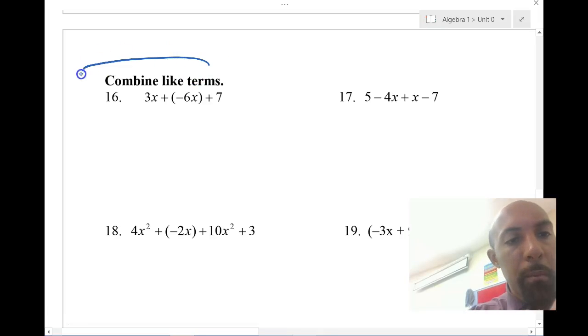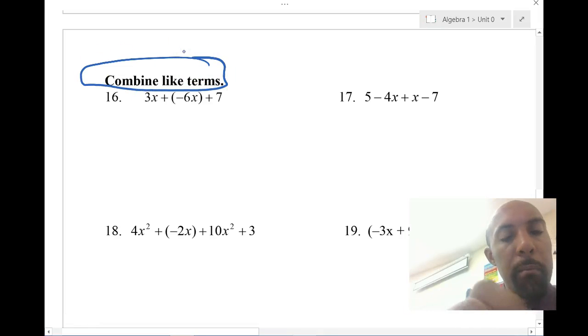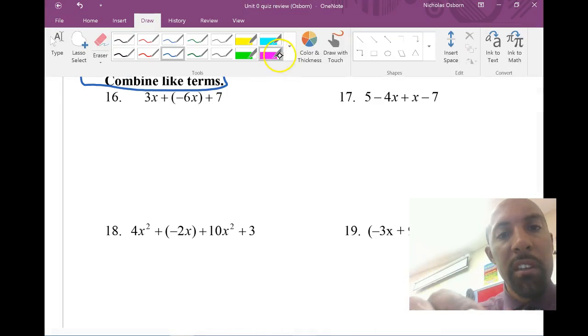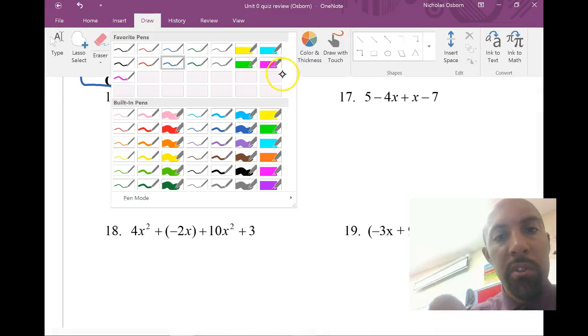Alright, now we're going to combine like terms. We're going to combine numbers that are the same. Now I'm going to use the same colors we used in class to help remind you what we were doing.